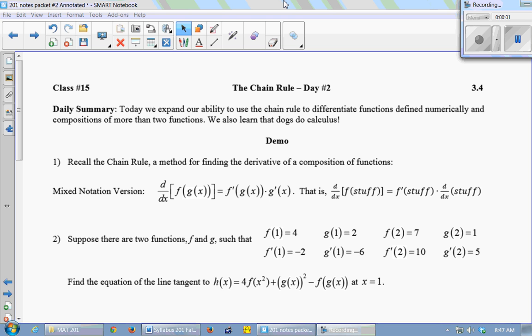Okay, chain rule, day number 2. Today we're going to expand our ability to use the chain rule. We've just started learning about it last class, and today we're going to use it to differentiate functions that are defined numerically rather than with a formula, right? But where you just have a few values of the function. And to be able to take the derivative of the composition of more than 2 functions.